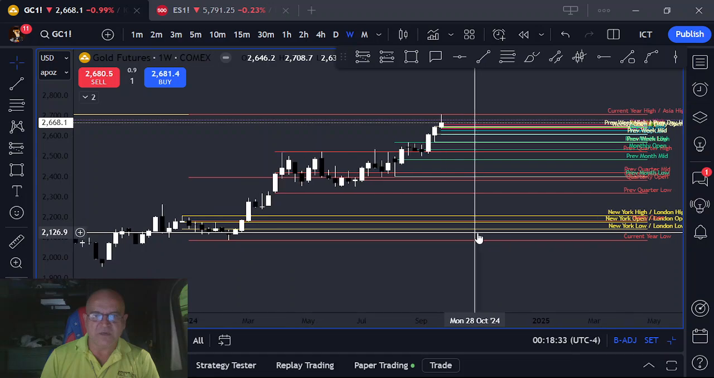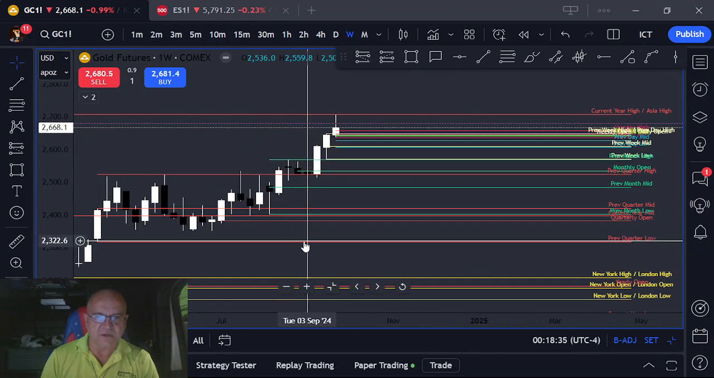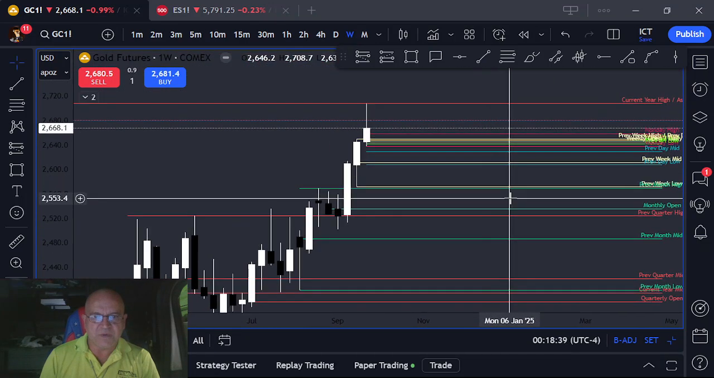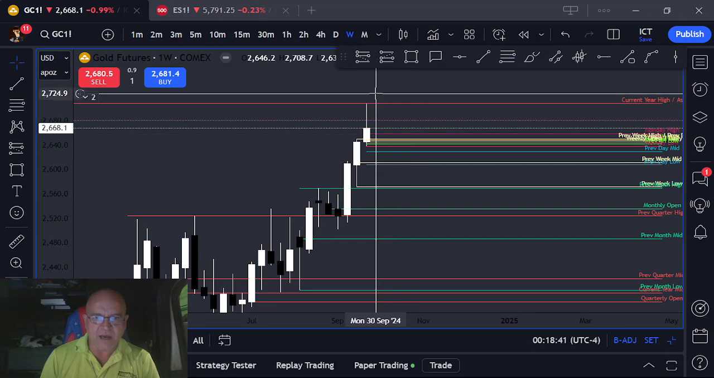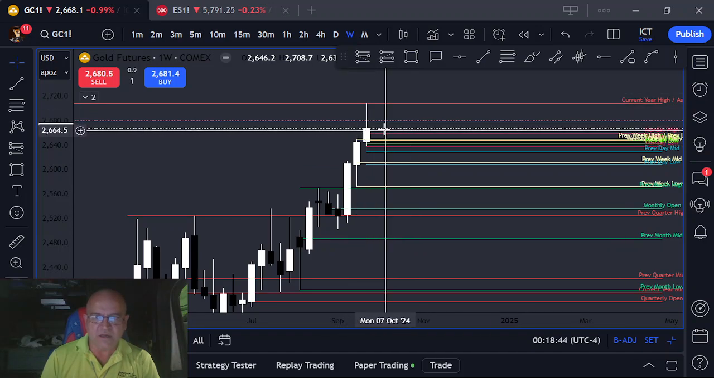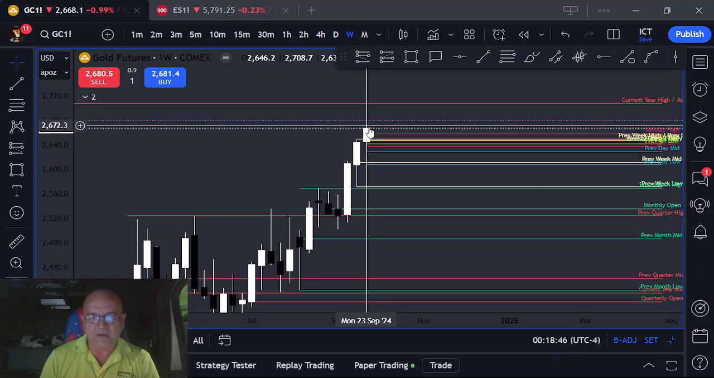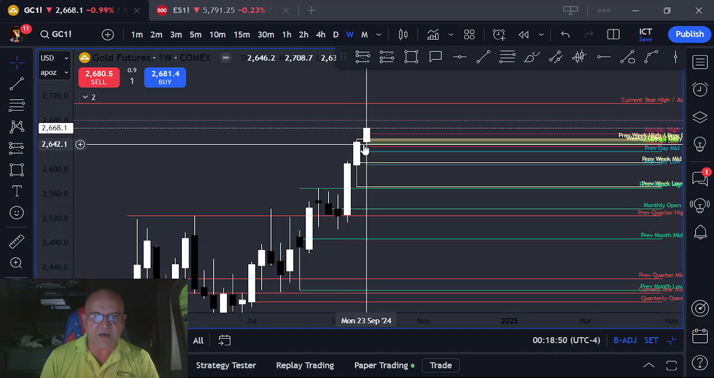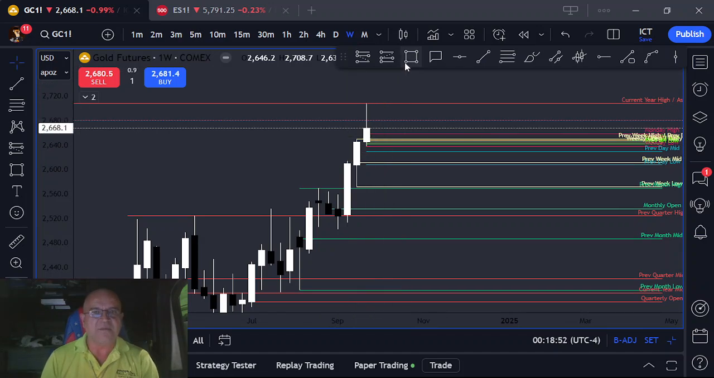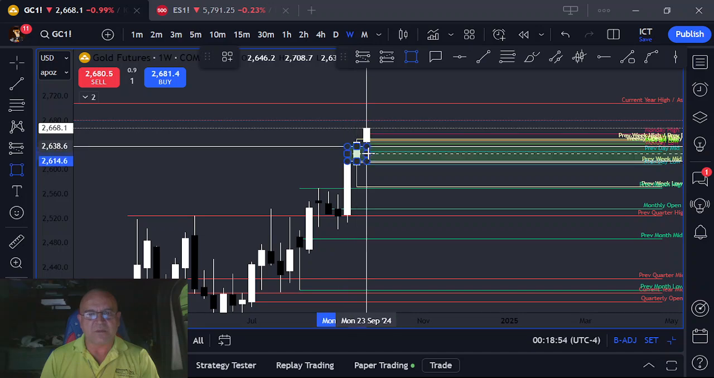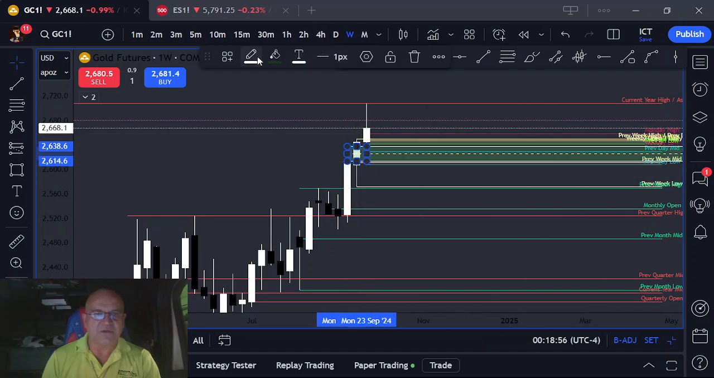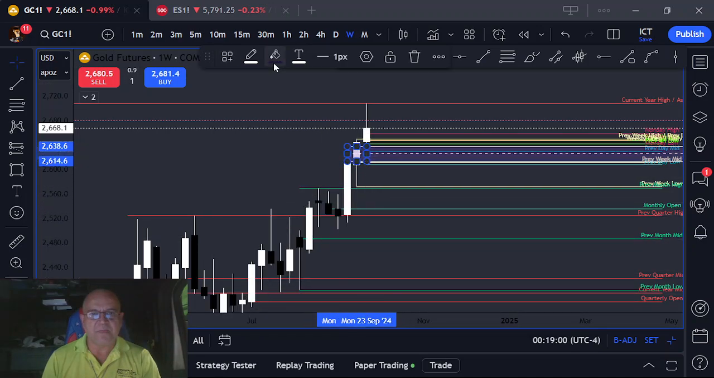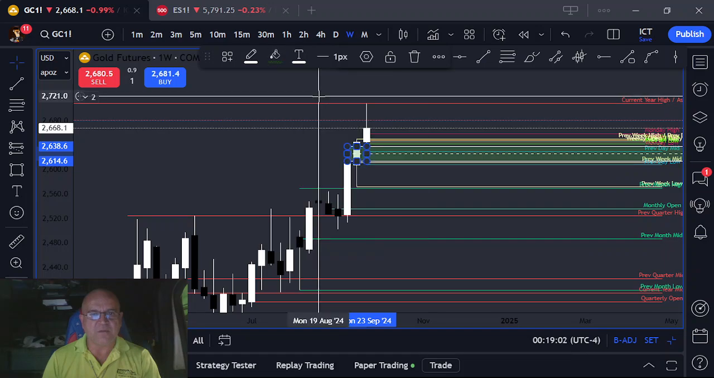I just kind of want to see where my weekly internal and external liquidity is, right? So we're at all-time highs. That's a pretty good sell wick. We'll have to see what happens from there, but we did create a fair value gap going into that high. So I want to mark that fair value gap out as a weekly fair value gap. Turn it green for bullish.